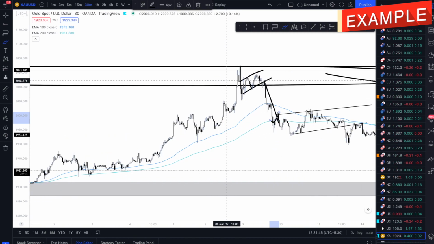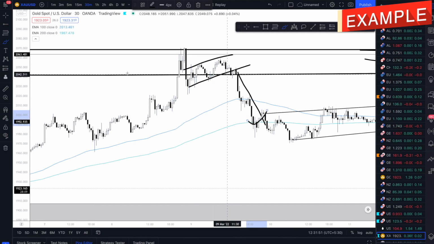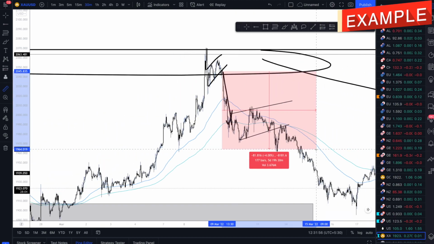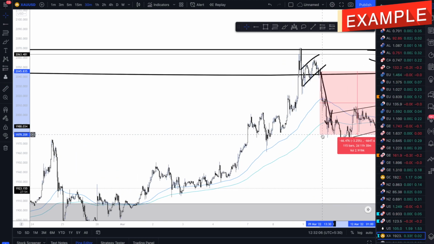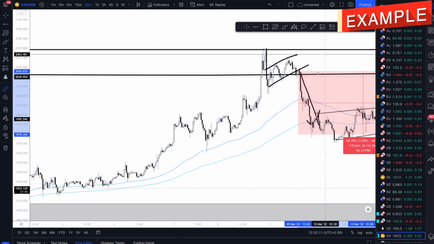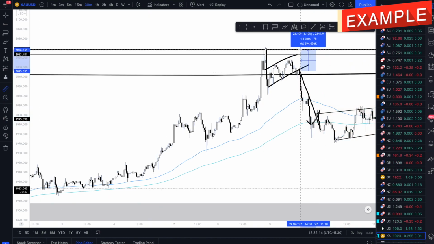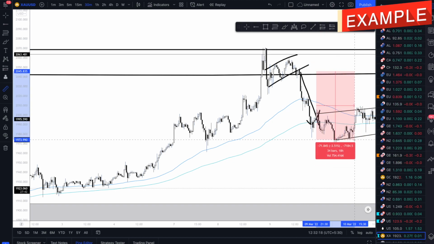So if you would have entered over here, our entry would have been at the breakout of this. Let us say you entered over here, and then your take profit could have been easily around 664 pips, which is a massive risk to reward ratio. In this case, your risk would have been around, let us say, 200 pips, and your take profit is almost thrice of it, that is 600 or 700 pips.